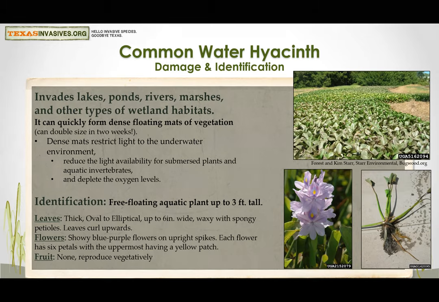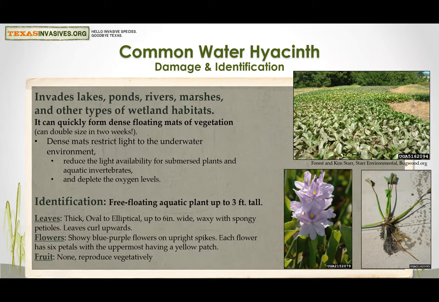And since it's not a fern like our giant salvinia, but it is a free floating aquatic plant, it also creates dense mats that restrict light to the underwater environment. So same effects: kills off the aquatic invertebrates, depletes the oxygen levels, can lead to fish kills if it's in that environment. The leaves are oval to elliptical and they can be up to 6 inches wide and waxy with their petioles. These petioles are nice and spongy. And the leaves curl upwards, as you can see, they almost form a slight funnel shape. The flowers are quite lovely.